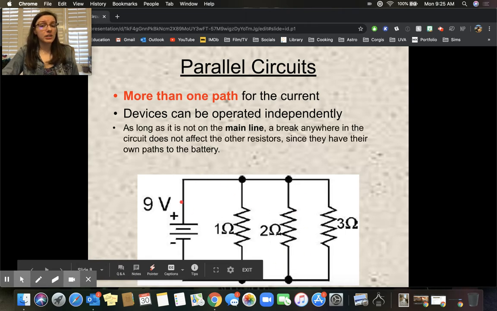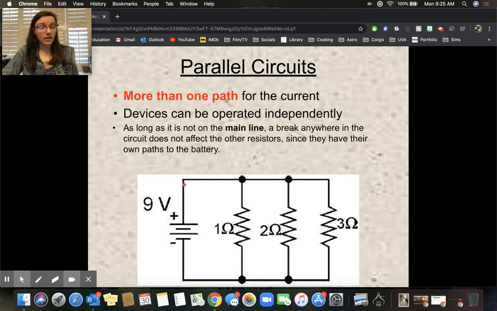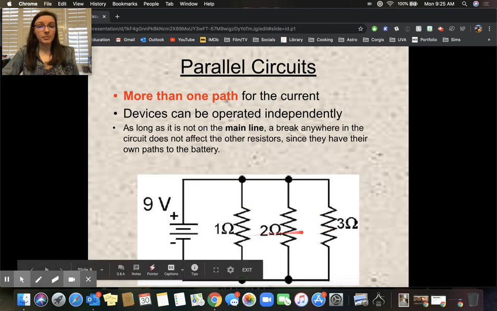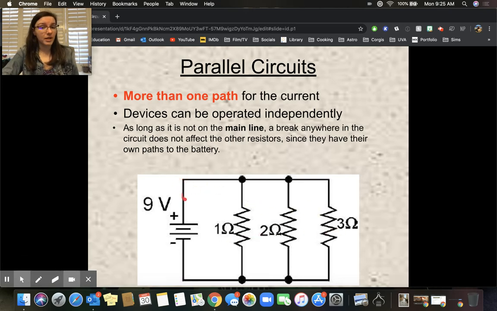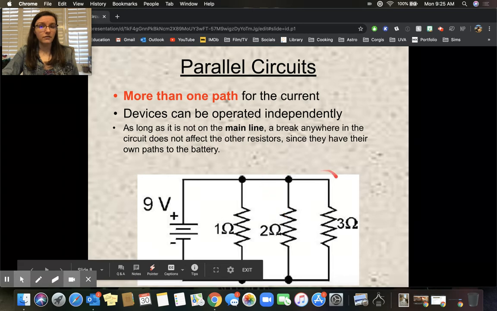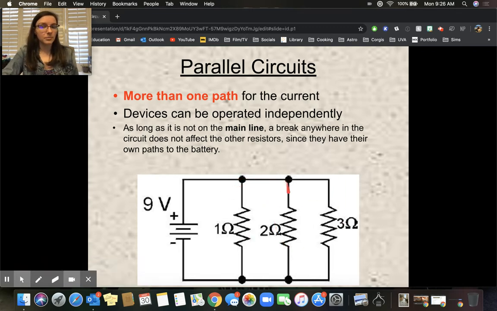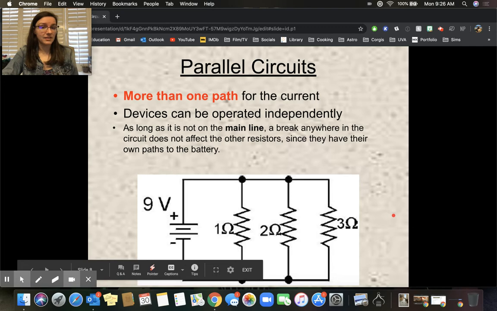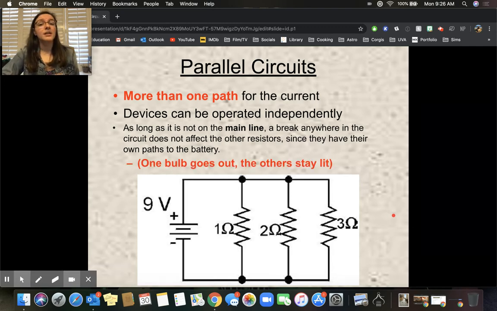As long as it isn't on the main line that the break is, the other pieces can still work. If there was a break right after the battery, then you're going to have some problems because this part goes to each of the different paths. But if the first resistor here was broken or not working, the other two could still work because they are on independent paths to the battery.